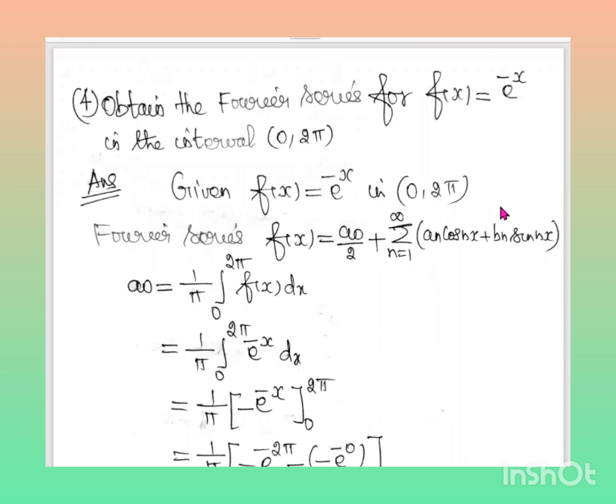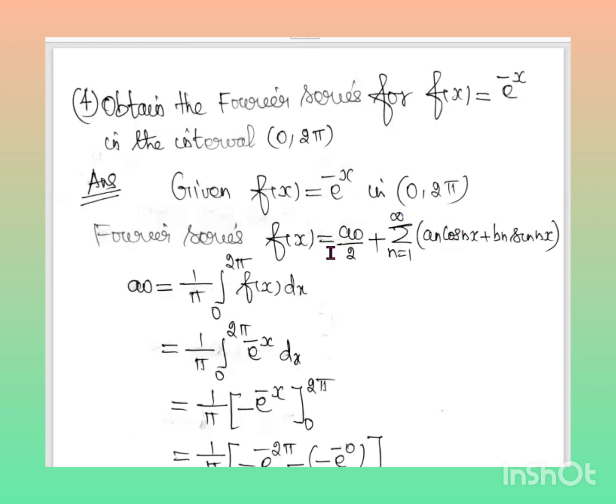Today I am going to explain the fourth problem of Fourier series. Obtain the Fourier series for f(x) = e^(-x) in the interval 0 to 2π. Given f(x) = e^(-x) in the interval 0 to 2π.